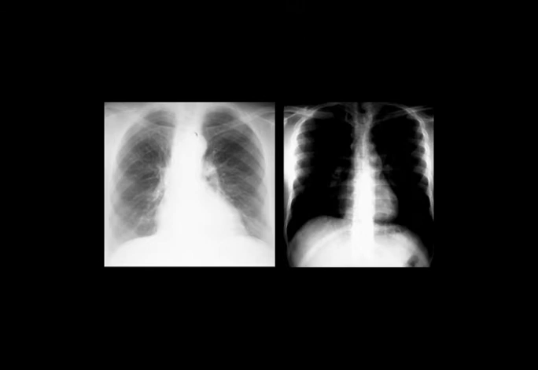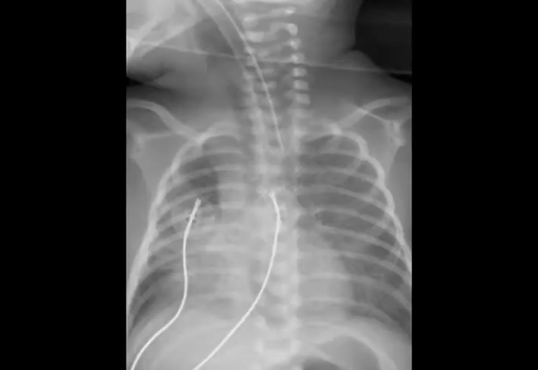Next, you'll always want to review lines and tubes first and foremost. This means evaluating endotracheal tube placement, if present, nasogastric tube, central venous catheters, and any other lines or tubes like a chest tube, for example. After you've reviewed your lines and tubes, if they are present, we'll move on to the ABCDE systematic approach to interpreting a chest x-ray.